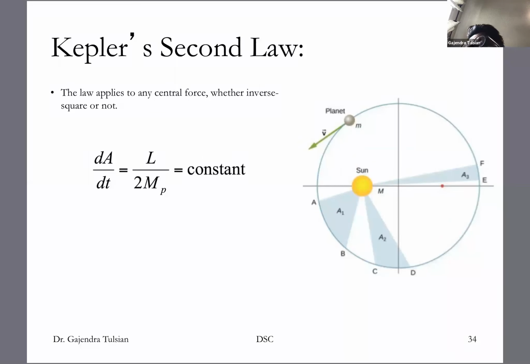So again, Kepler's second law. So here's this planet going around the sun, and these are equal time intervals, and all these areas are equal. Okay, so that's what this equation says. Area dA by dt, the time in which this area is swept, is constant.